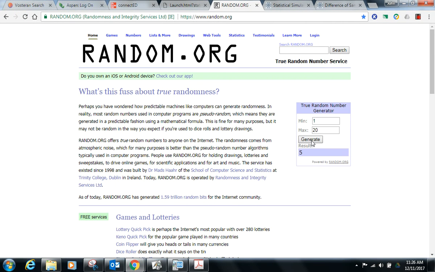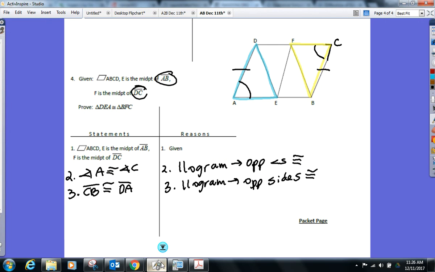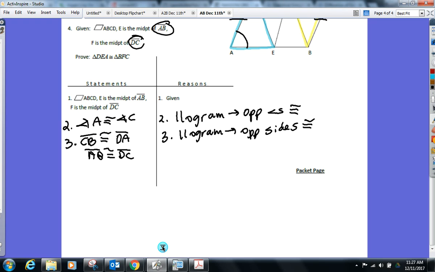Here we go. Okay, so what I'm going to do right now, so I don't have to do a new statement and reason, I'm just going to say AB, what I'm cutting in half, is congruent to DC, the other one I'm cutting in half. They have to be equal before you cut them in half. Now let's cut them in half. You finish the story for me.